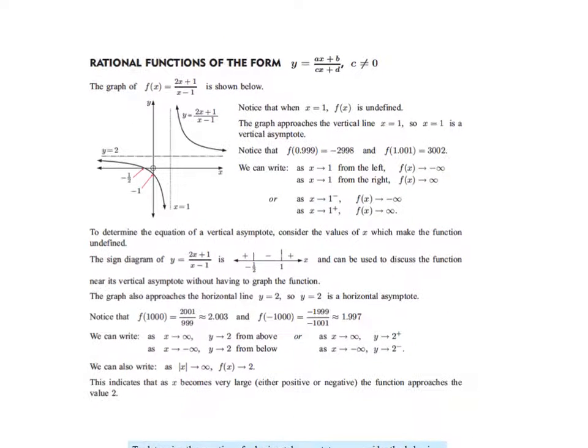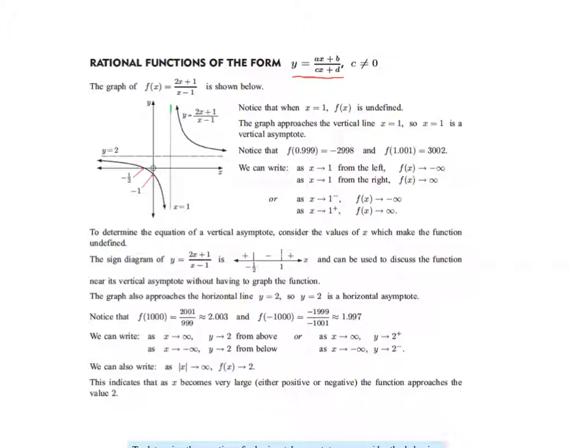Okay, so now, this is all from the textbook, but I'm also going to explain it in a different way. First of all, now we're looking at the graph of the form y equals (ax plus b) over (cx plus d). This is an example: the graph of f(x) equals (2x plus 1) over (x minus 1) is shown below. So what do we notice?